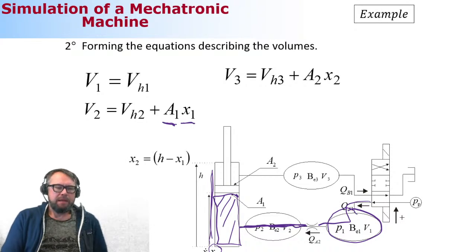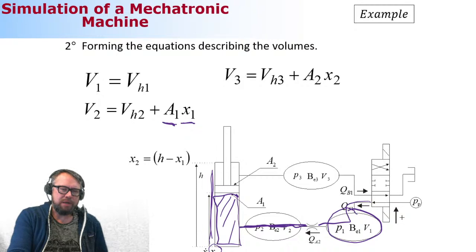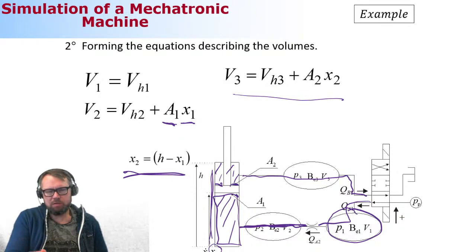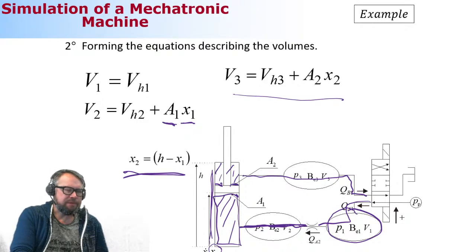All right? Then volume number three. It's going to be hose line three, which is this hose here, plus this area here, which is of course cross-section two, the piston cross-section minus the piston rod cross-section. That is then multiplied by X2. And X2 is the one that you can measure by using H and X1. Not complicated at all, very straightforward. And then comes the only difficult thing.